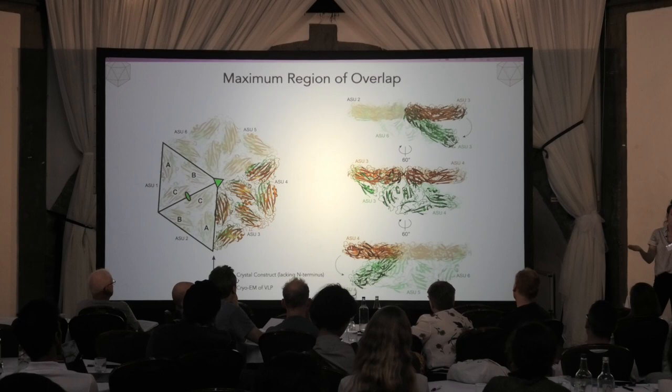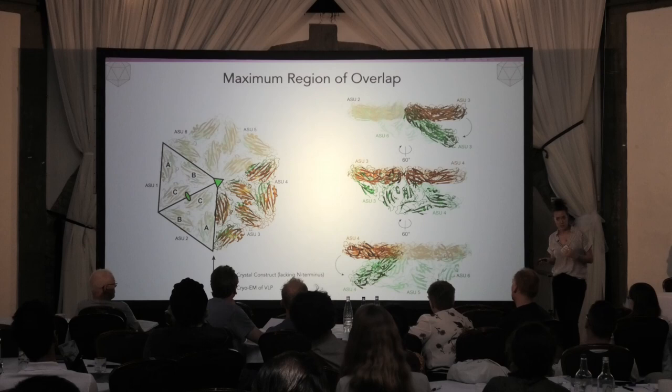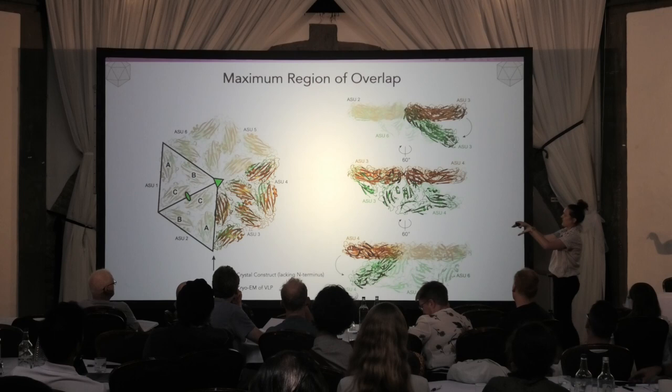And what we saw is that the maximum region of overlap is the dimer of asymmetric units, so around the twofold rotational axis of symmetry. And so when you lock that dimer in place and you lock those six coat proteins in place, you can see that the orange crystal sheet goes into infinity and the capsid begins to fold down as it should, right?